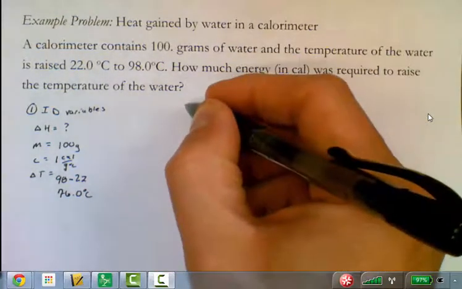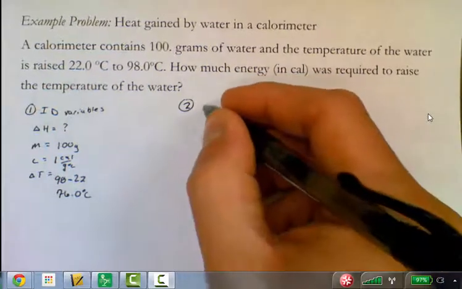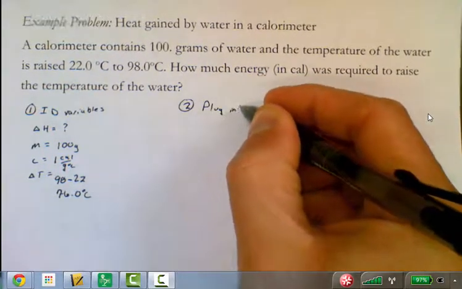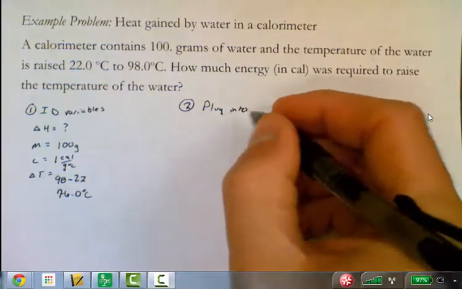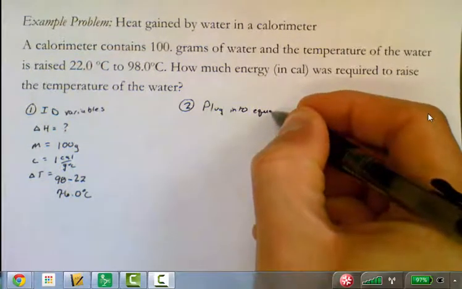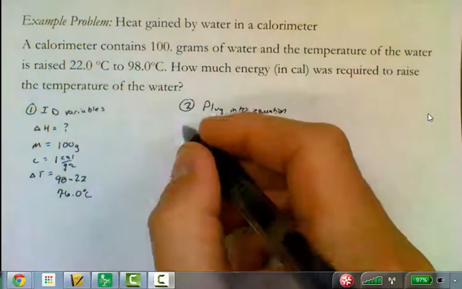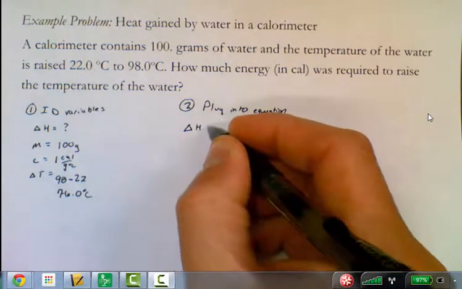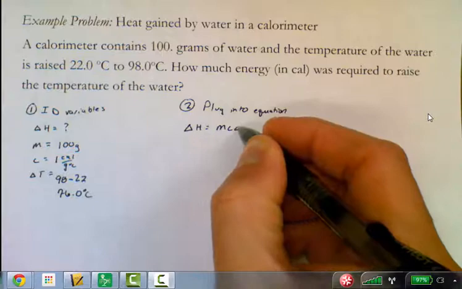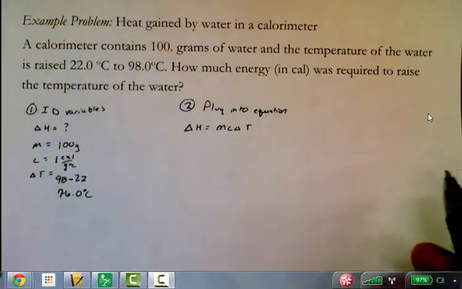Step 2 is to plug your numbers into the equation. So we know the equation is delta H equals MC delta T. And again, that's because there's only one mass mentioned.